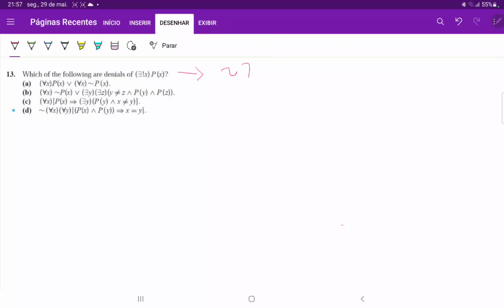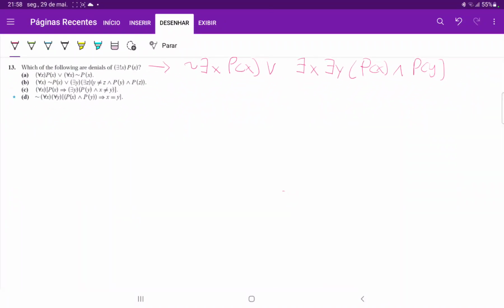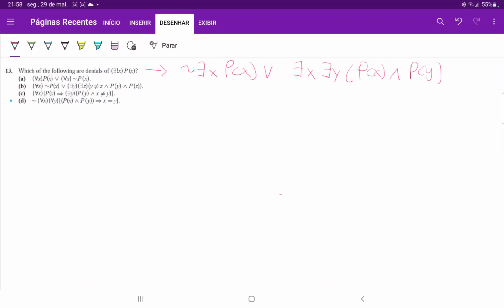So either it's not the case that there exists a single x such that p of x, right? So either the truth set is empty, or there exists an x and there exists a y such that p of x and p of y are true. So it means that there's no element, or there's more than one element, and that's the way that we falsify it. So for A, we have either for all x, p of x, or for all x, not p of x.